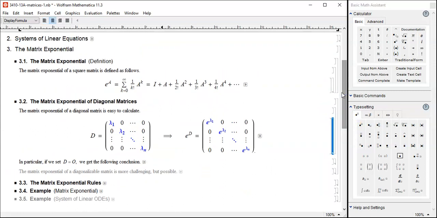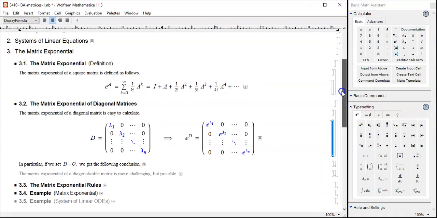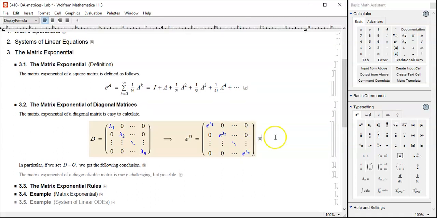So there goes the proof, and even if you did not follow the proof, it's going to be still okay mostly. You can use this formula here. E to the diagonal is exponential of those eigenvalues.